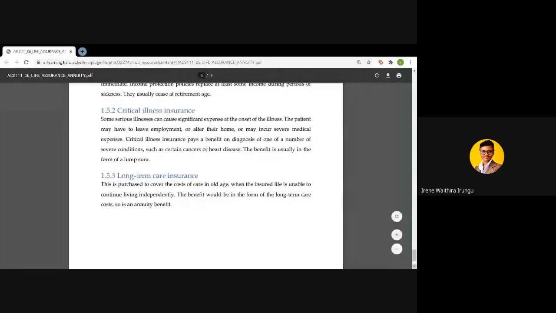Another last one is the long-term care insurance, and this is often purchased to take care of people in their old age, when the insured life is no longer able to continue living independently. They may need a nurse to be with them constantly. The benefit will be in the form of long-term care, and in this case it can take the form of an annuity benefit, so that it is paid on a regular basis.